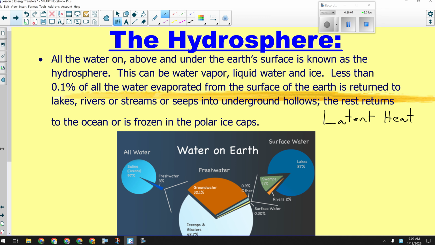Sensible heat is kinetic thermal energy. It measures how fast particles are moving. Latent heat is potential energy. It's due to the state that the water is in. Which state would water have the most latent heat in?